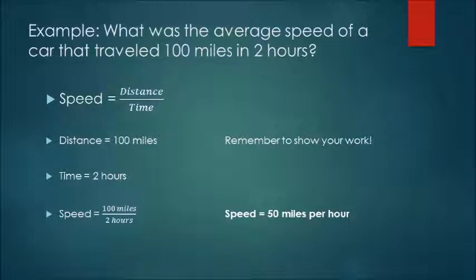For our first example, what is the average speed of a car that traveled 100 miles in 2 hours? First, we write out the equation for speed, which is distance divided by time. Next, we list the information that we have. Our distance is equal to 100 miles. The time that it took was 2 hours. Then we plug both of those into our equation. So the speed is equal to 100 miles divided by 2 hours. If we do that, we get the speed the car was traveling. Its average speed was 50 miles per hour over the entire trip.